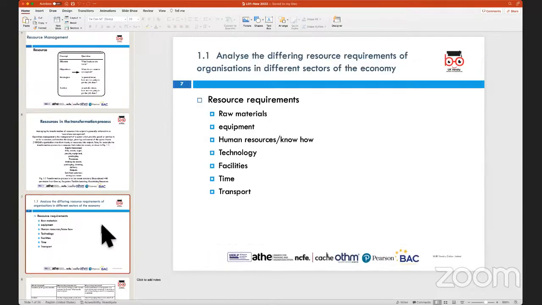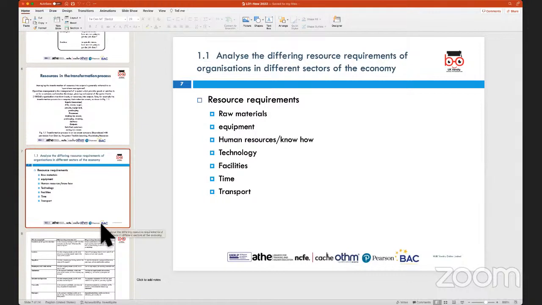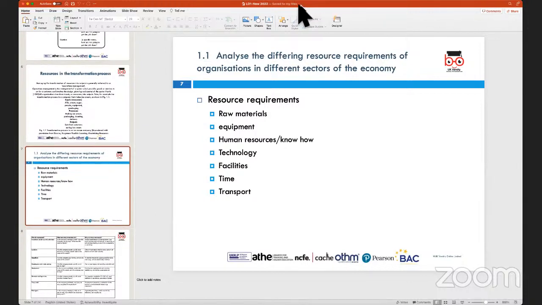Yes. Okay, so let's look at some of the assessment criteria now. What we are looking at understanding is the various assessment criteria in learning outcome 1. The first one talks about analyzing different resources and requirements of organizations in different sectors of the economy. As I mentioned earlier, we could classify resources under different types: raw material, equipment, manpower, technology, facilities. Time is also a resource, and financial resources. You could look at equipment and machinery, and this is what the classification of resources essentially would be.